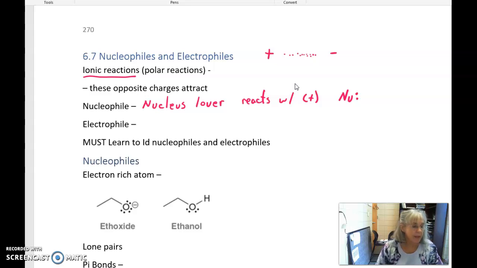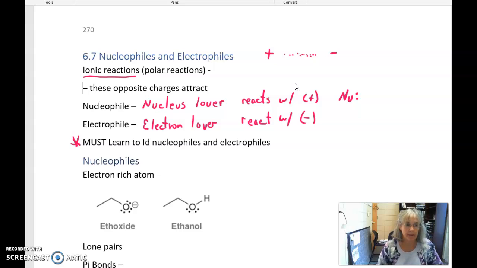Now, the electrophile is an electrophile, so it likes or loves electrons. It's an electron lover. Electrons, of course, are negative, and so this is something that's positive, and it's looking to react with something that's negative. Okay? So in itself, it tends to be a positive thing. It's very important that you're able to identify our nucleophiles and electrophiles.